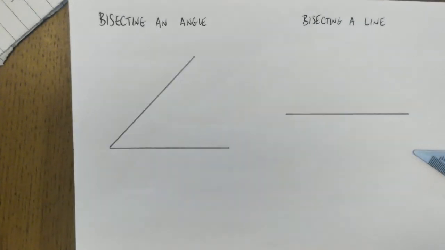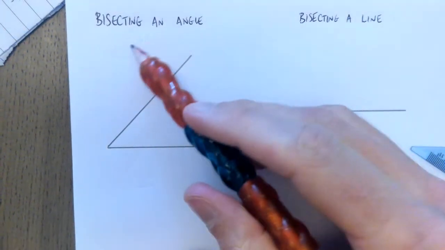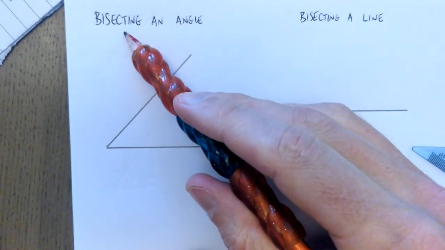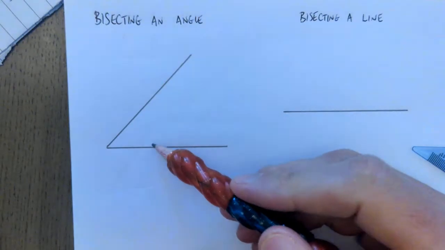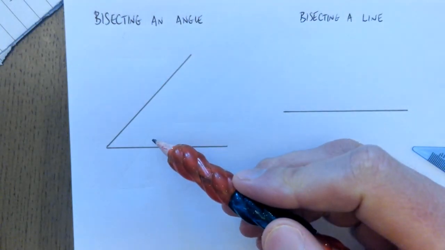Okay, this is a video for some of the constructions that you need to know, right? So first of all, the wording here says bisecting an angle. Bisecting means cut in half, right? So we've got an angle here. This method works for any angle.